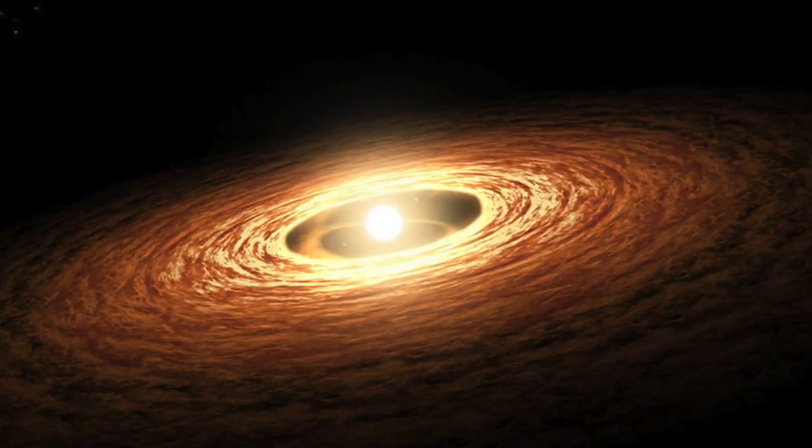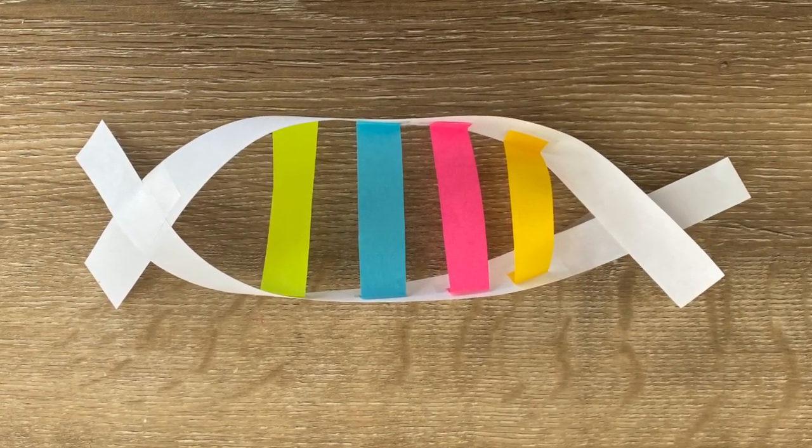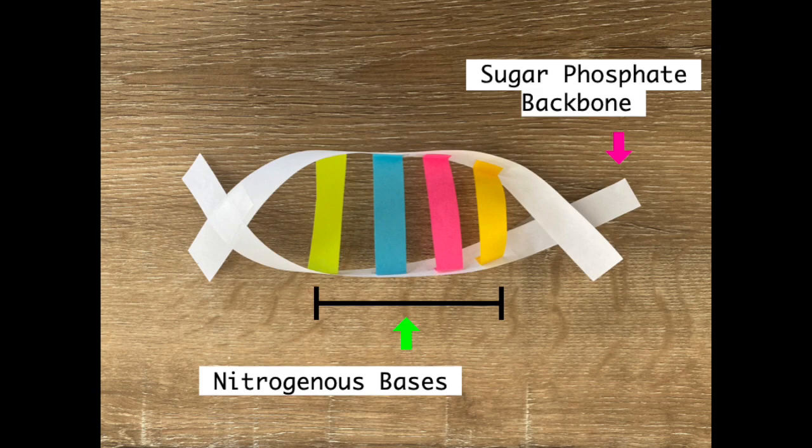In this video, we are going to make a DNA model, and you will only need colored paper, scissors, glue, and a pen. With strips of paper, we're going to create the nitrogenous bases and the sugar phosphate backbone to make the shape of the helix.